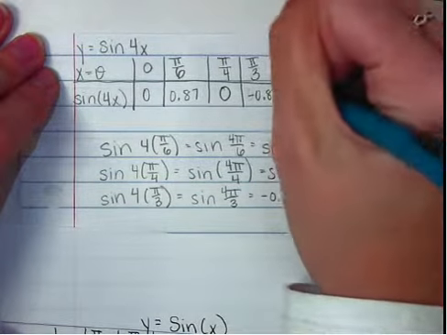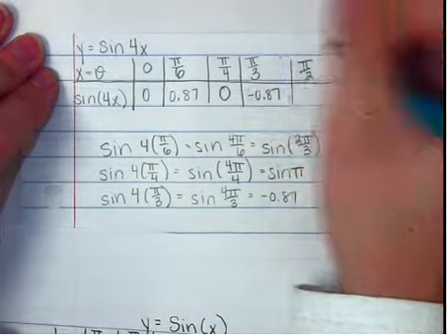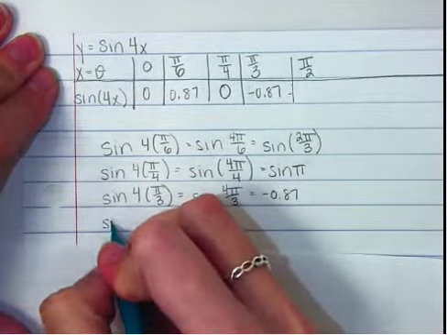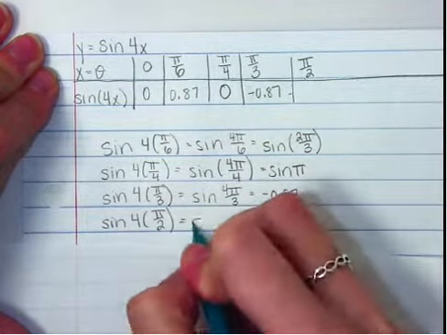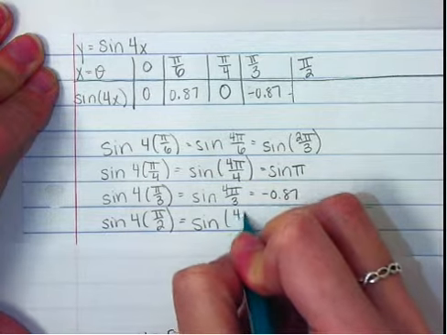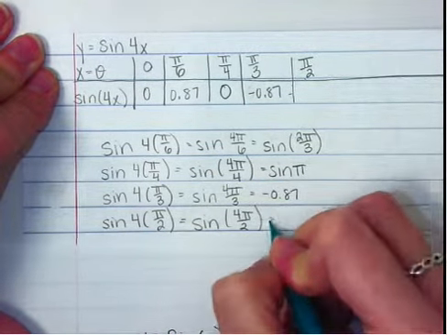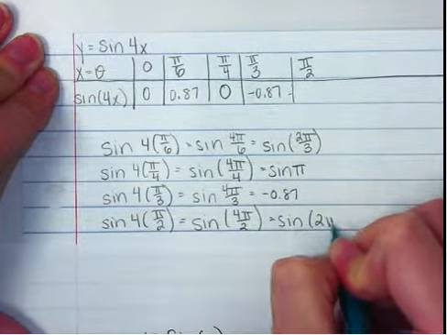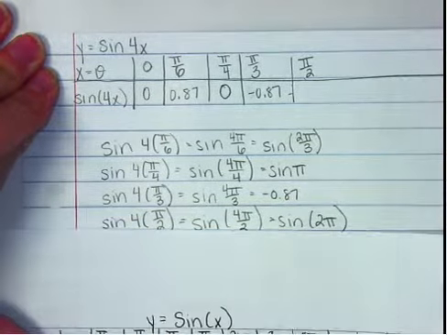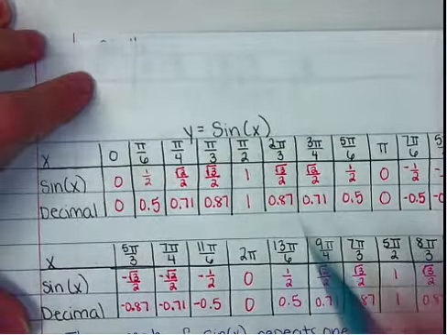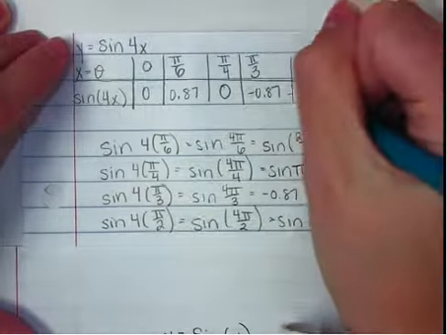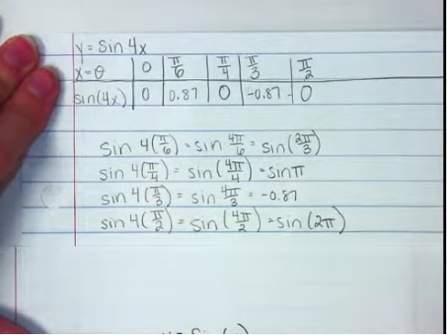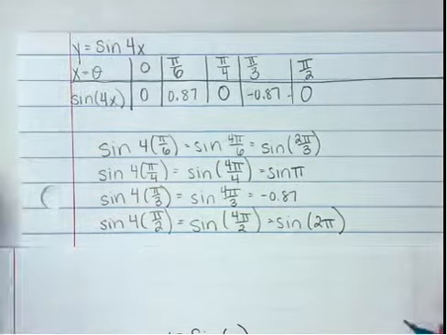Let's do one more. Pi over 2. Plug in pi over 2 for your x, so sine of 4 times pi over 2, which gives me sine of 4 pi over 2, which is just sine of 2 pi. And looking at my table, sine of 2 pi is 0. And you would keep going in this direction.